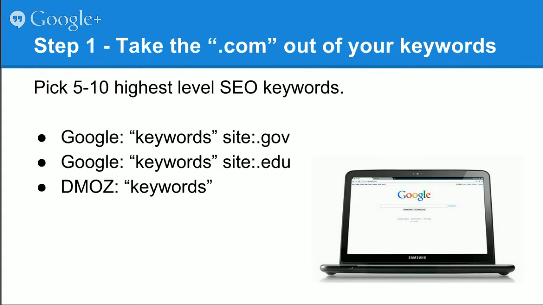But again, remember, the core here is discovering topics that are important, topics for which there are lots of linkers. Okay, so you take one of your SEO keywords, and you do a site:.gov search. Now, site colon is an advanced operator. .gov tells Google to only return pages that have .gov as their TLD, or top level domain.